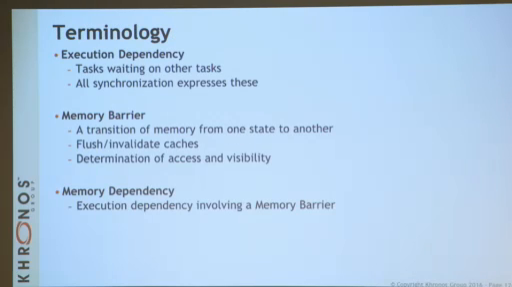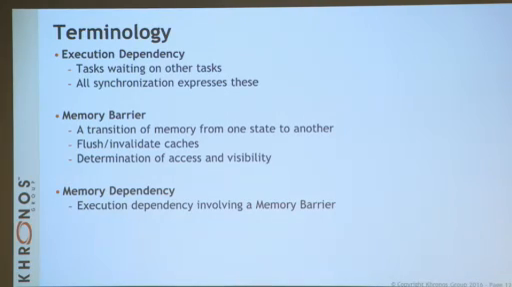So, some terminology. An execution dependency is effectively saying this task is going to wait on this other task. It's fairly straightforward, and all synchronization primitives express these very clearly. Then you've also got this idea of a memory barrier. This is, oh, I thought I'd removed that. Never mind. Ignore the first sub-bullet point.